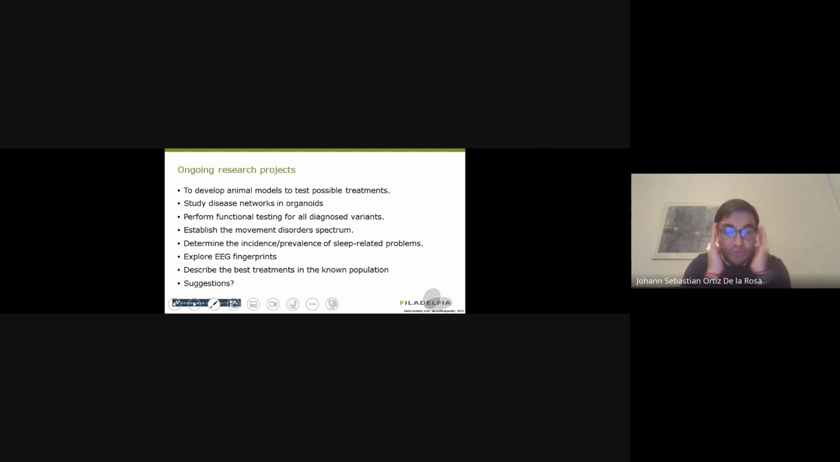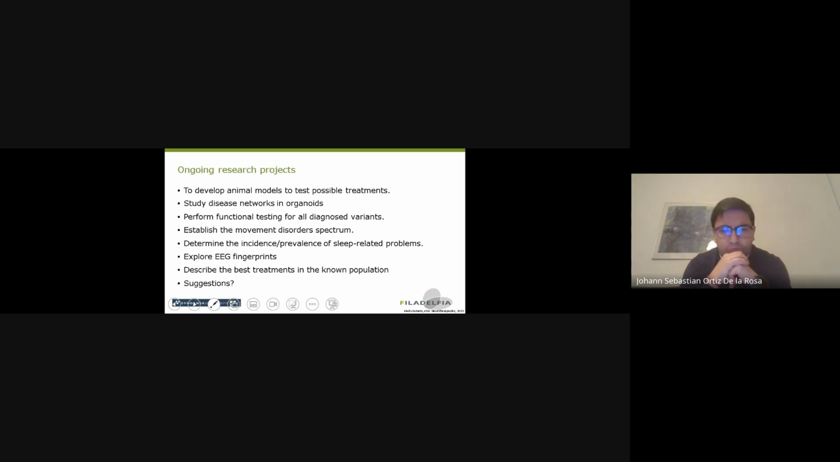So what are the ongoing research projects that we have here in Denmark and in Australia? We are trying to develop some animal models to test possible treatments and outcomes and see if the outcomes can be related to, for example, the variant, the localization of the variant, the medications that have been used in the variant, or other things that can be related to the outcome.